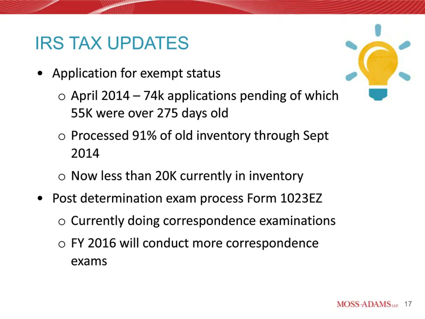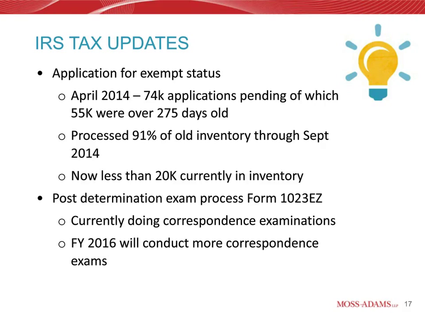So last year they had about 74,000 applications that were pending, and 55,000 of them were over 275 days old. That's like 9 months old. They haven't even looked at it yet. So they were able to process 91% of their old inventory, and now they have about 20,000 sitting in inventory, and it's not as dated. So they're happy that they're getting caught up and moving applications around.